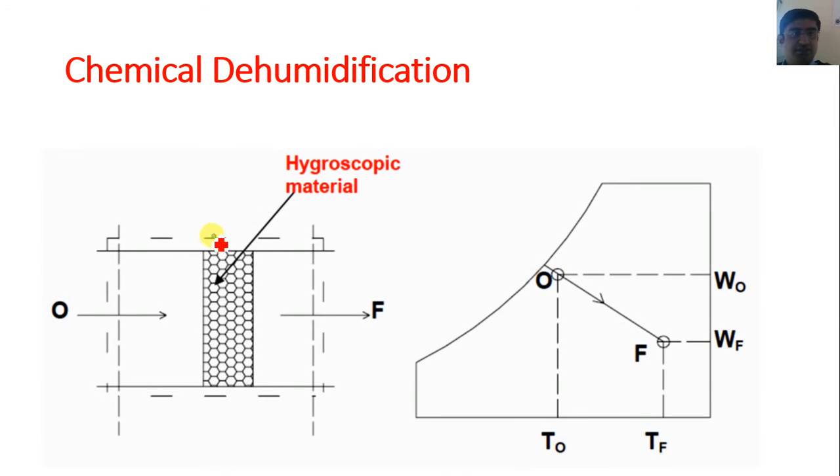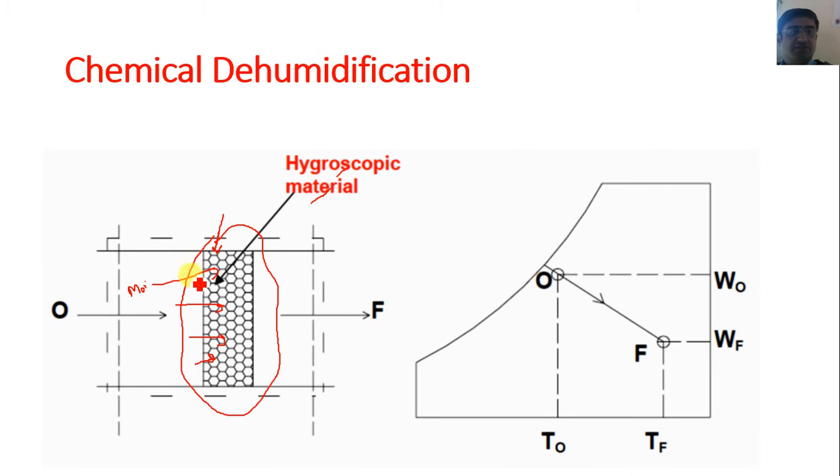So here you can see in this area we are using the hygroscopic material, and when the air gets passed through this hygroscopic material, then you can see the water vapor which is inside the air gets condensed. Whatever amount of moisture is inside the air gets absorbed by this hygroscopic material. Here you can see the water vapor content from the air gets absorbed by this hygroscopic material.